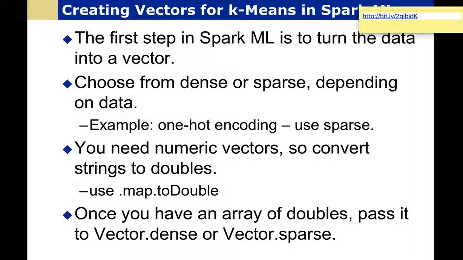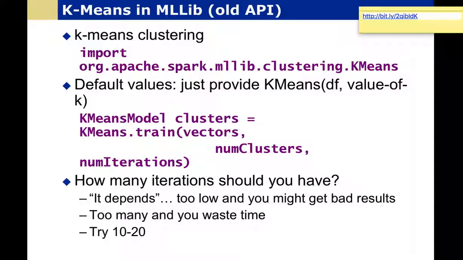So if we have any kind of categorical or other kind of data that's not numeric, then somehow or other we have to convert that to doubles. And one way to do that is if it's a numeric value, you can use the .toDouble function. And once we have an array of doubles, we can pass it to vector dense or vector sparse.